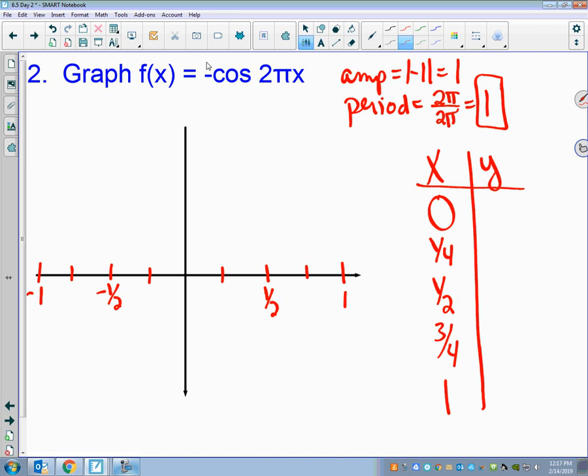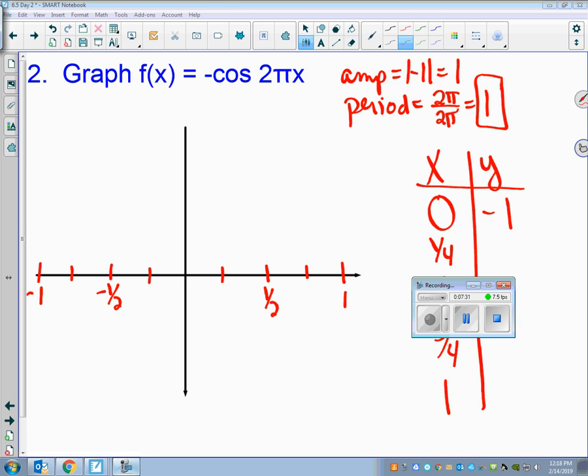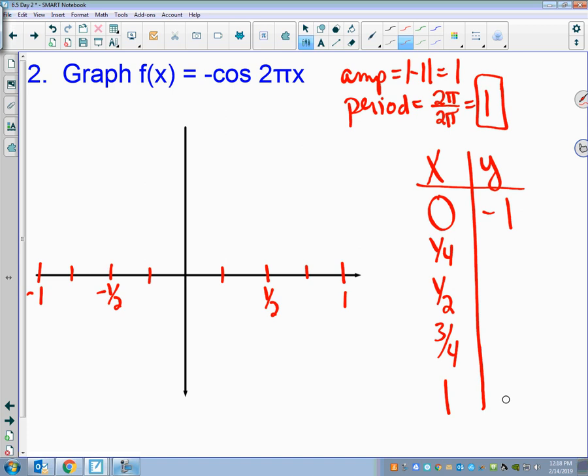If I plug in 0 here, I get cosine of 0, which is 1, but it's -1. I know the normal cosine starts at 1, ends at 1, and then the values of it. But you can use your calculator too. If you plug 1/4 in here, you're going to get pi halves, and cosine of pi halves is 0. And then normally cosine goes down to -1, but because of that negative in front, it's +1. This one's going to give me the 3 pi halves, which is back to 0. And then I'm going to end back where I started, right?